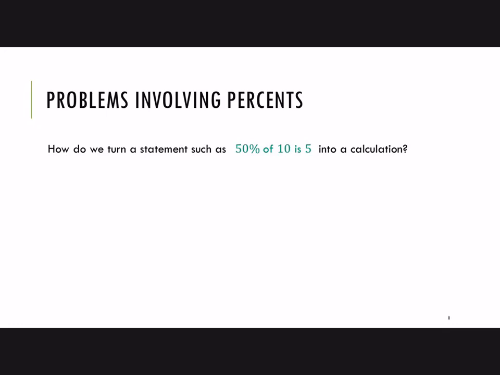So first of all, how do we turn a statement like 50% of 10 is 5 into a calculation? So it's close to a calculation. We do have numbers here and it's a single statement, but we have these words of and is. So what do we do with these? Well, think about how these numbers are related. 50%, 10, 5. And you may be familiar enough with percents to know what to do with these things, but notice that 5 is half of 10. 50%, if you write that as a decimal, that's 0.5.